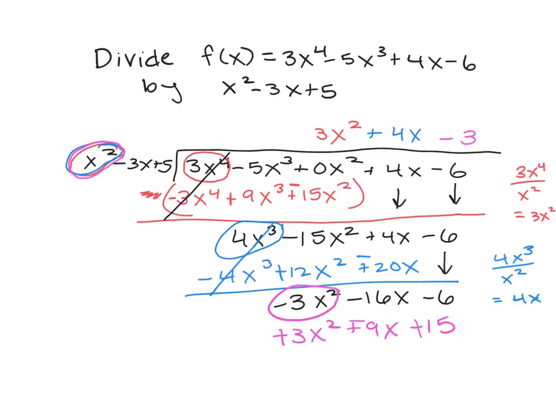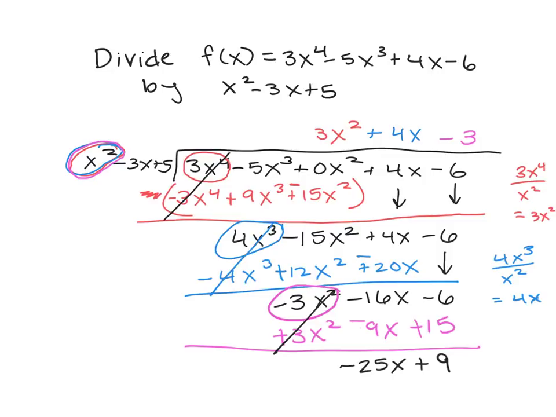So I'm being very cautious with my subtraction. And then I'm going to see what I get here. So my negative 3x squared and 3x squared will cancel just like we want them to. My negative 16x minus 9x will give me negative 25x. And my negative 6 plus 15 will give me plus 9.